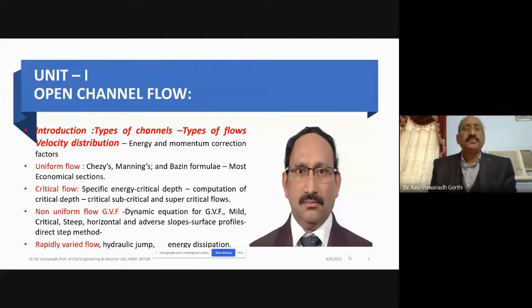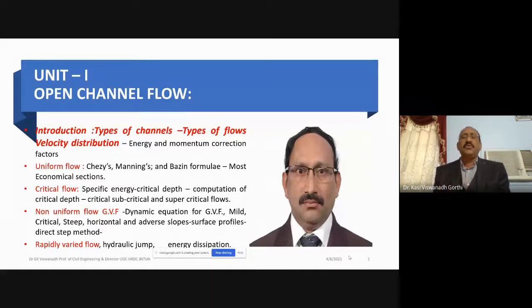So we are now taking up the topic open channel flow with a brief introduction, and we try to see what is this open channel flow. How is it different from pipe flows? Because pipe flow you are already well versed in, you have studied it in the fluid mechanics subject. How is it different from a pipe flow, what are the various types of flows in open channels, how do we classify the open channels, and how does the velocity get distributed in the open channel?